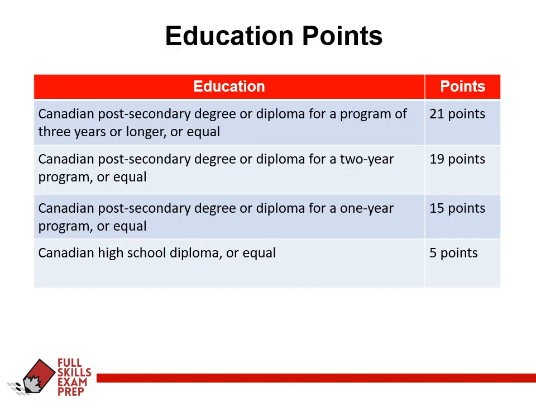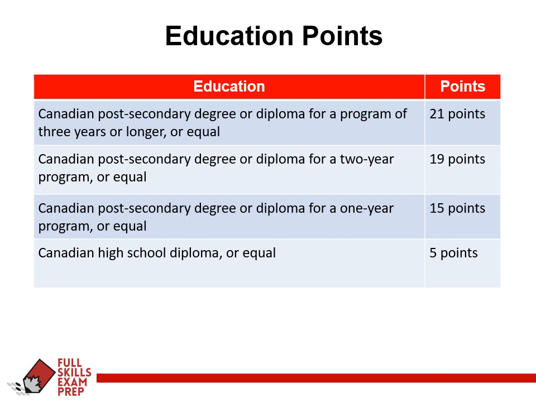Okay, as we go down that list, we have a single 3-year degree or diploma. Now, all of these say Canadian because we're going to take a look in the next slide, but these people need an ECA to prove their degree is similar or meets the same criteria as a Canadian degree. Okay, so that one is 21 points. And then a 2-year degree or diploma is 19 points. A 1-year is 15 points. And a high school diploma is 5 points.